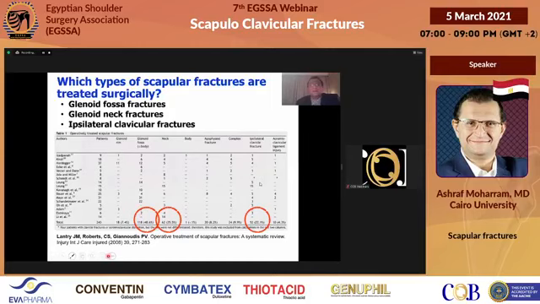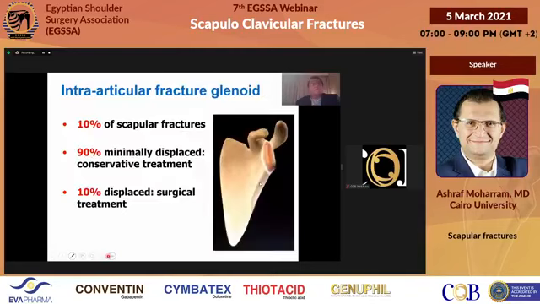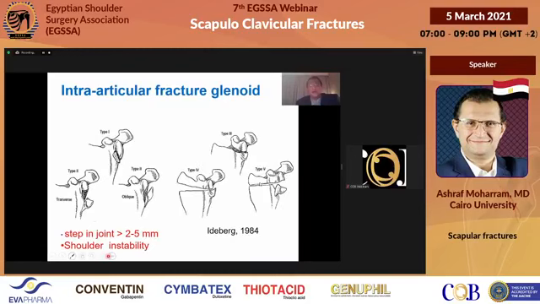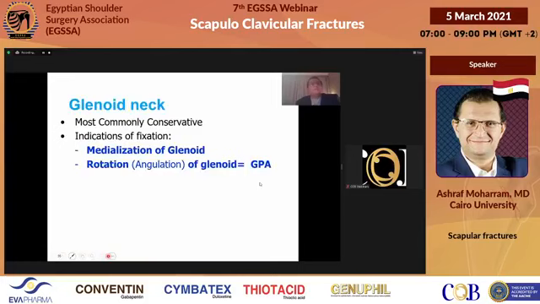You can see that these represent about 85 to 90% of the indications in the systematic review published by Landry in 2008. Intra-articular glenoid fractures represent 10% of these fractures. They are usually undisplaced and managed conservatively, but if they're displaced or associated with shoulder instability, they are usually fixed. A step of more than 2 millimeters is considered an indication for surgery.